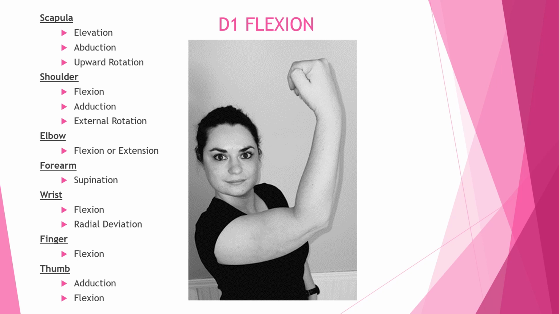The shoulder is in flexion, adduction, and external rotation. The elbow can be in flexion or extension. The forearm is in supination. The wrist is in flexion and radial deviation. Fingers are in flexion. The thumb is in adduction and flexion.